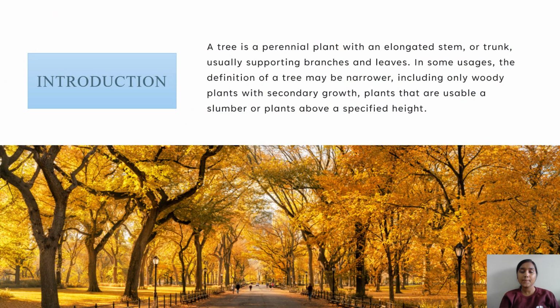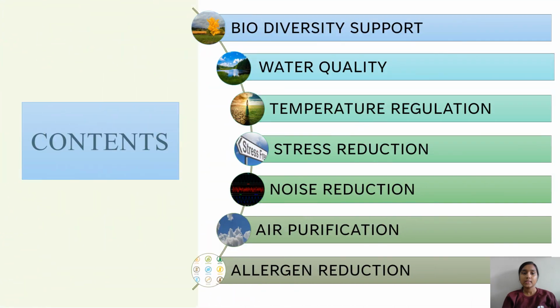Introduction. A tree is a perennial plant with an elongated stem or trunk, usually supporting branches and leaves. In some usages, the definition of a tree may be narrower, including only woody plants with secondary growth, plants that are usable as lumber, or plants above a specified height. The contents are biodiversity support, water quality, temperature regulation, stress reduction, noise reduction, air purification, allergen reduction.